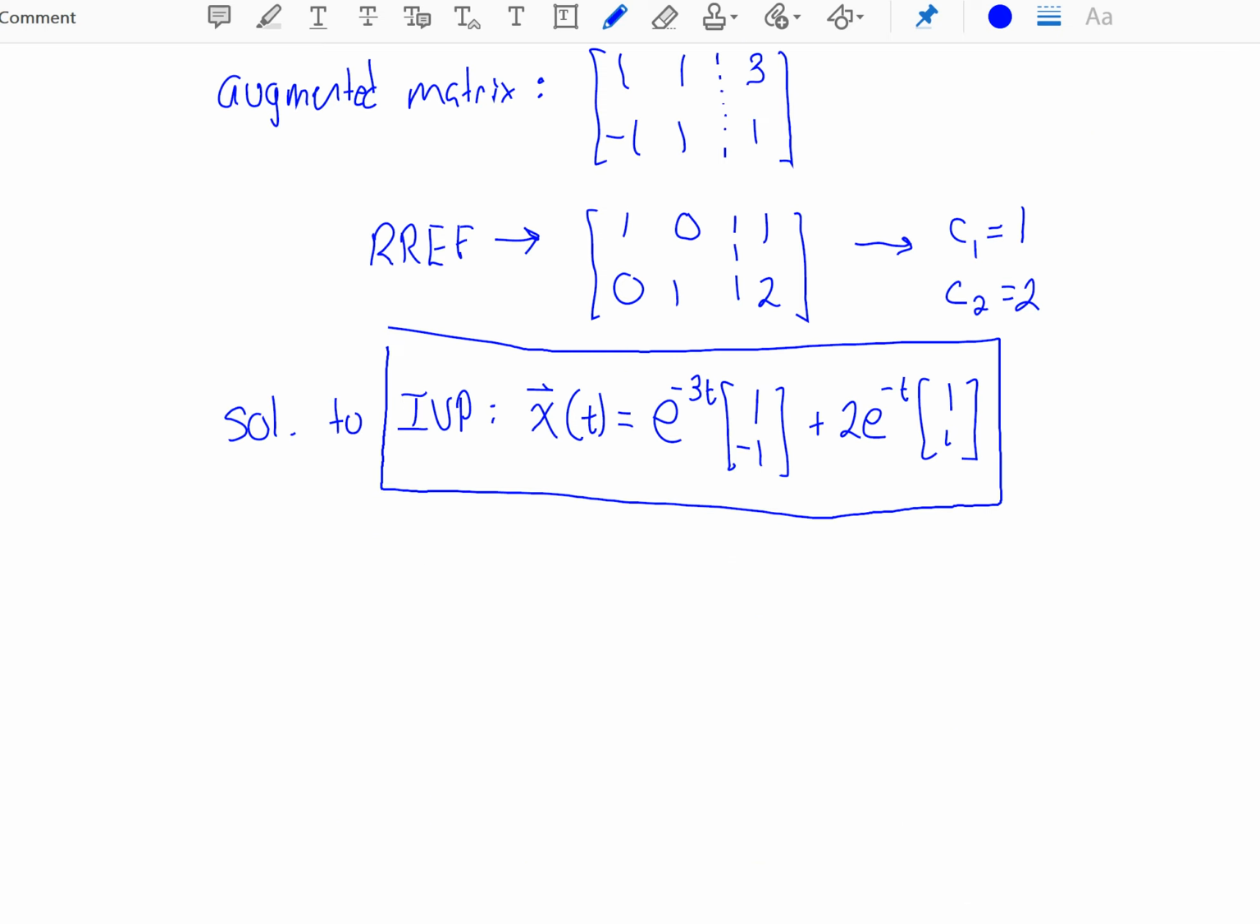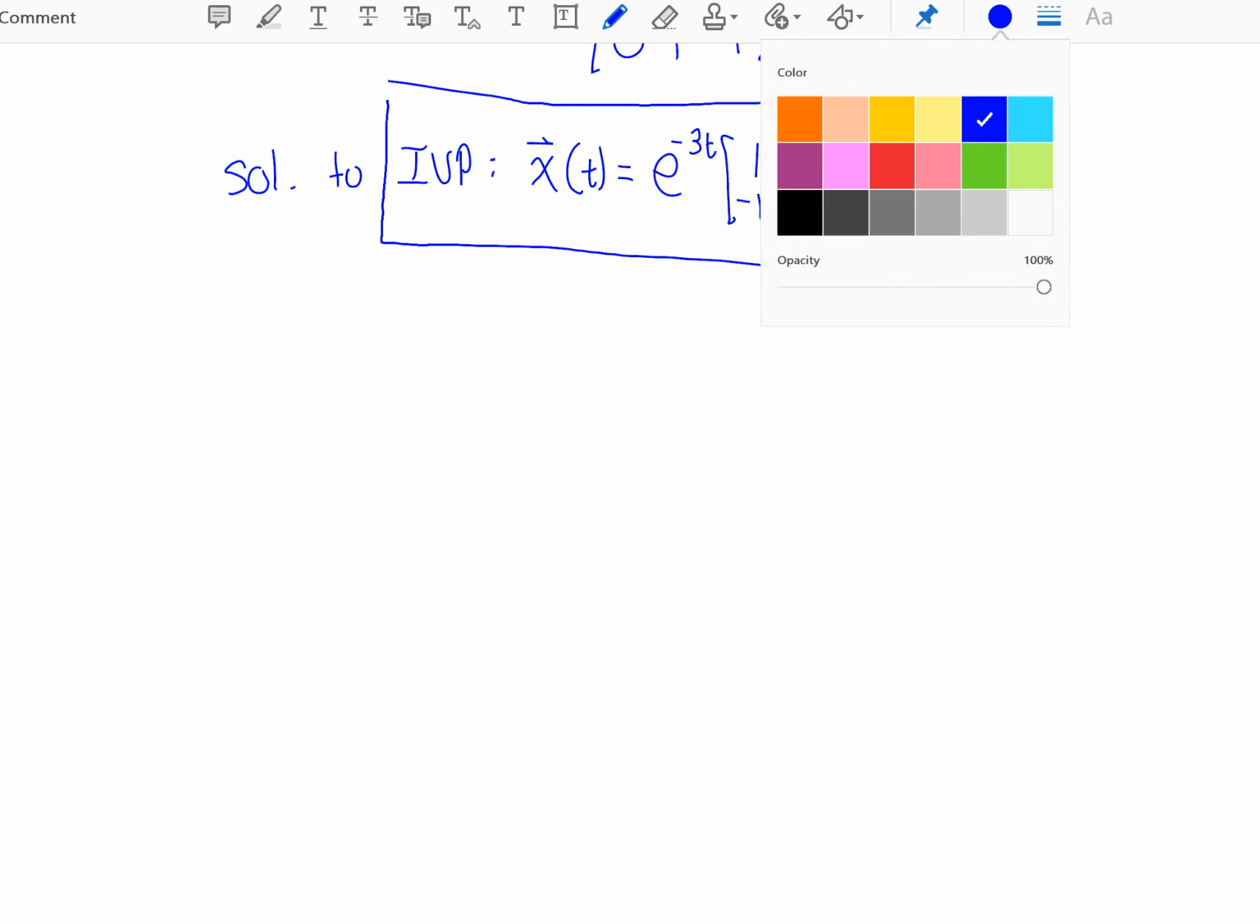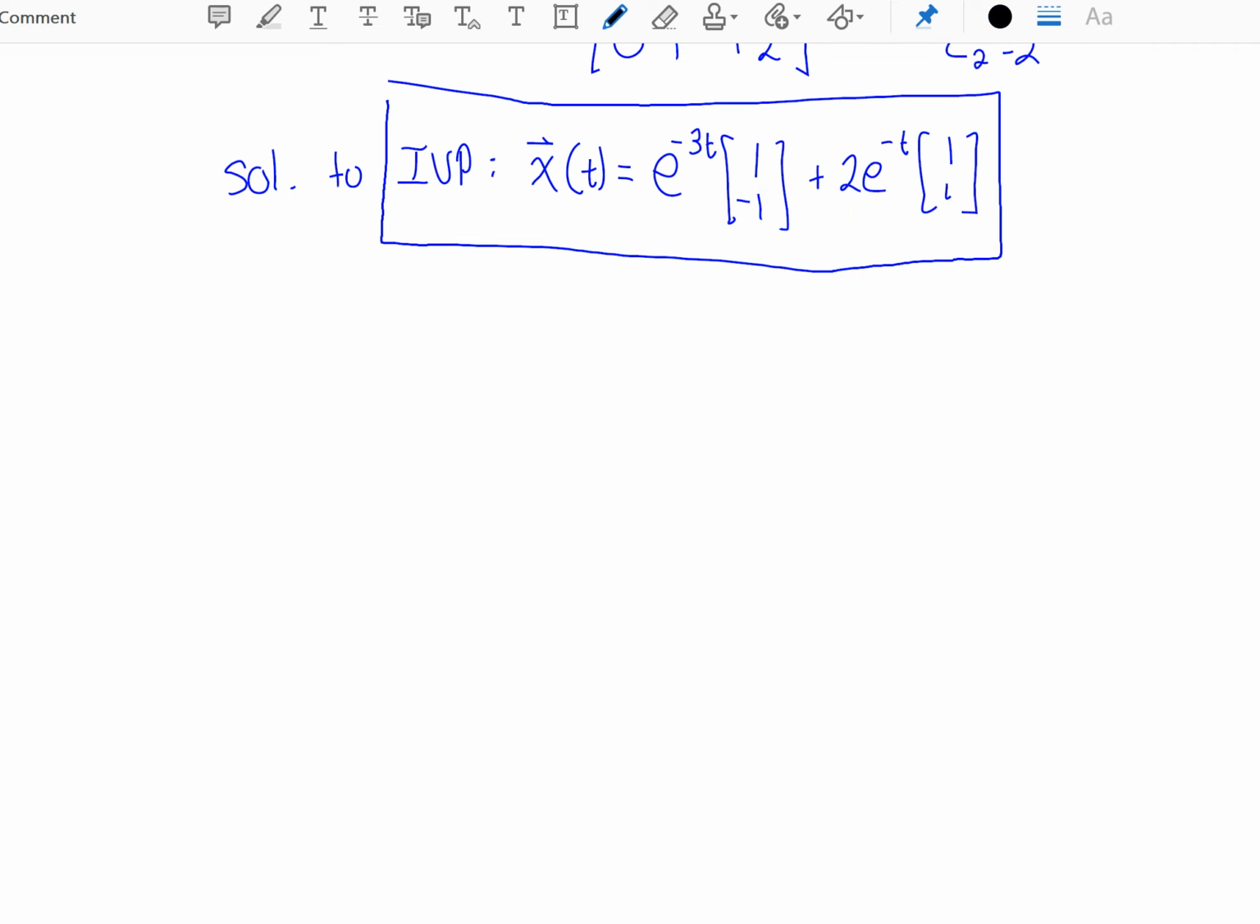Now the last thing we were asked to do in this question was to draw our phase portrait. So let's draw our coordinate system. Again, the way I want you to draw the phase portrait is by first identifying what your individual solutions are going to look like.